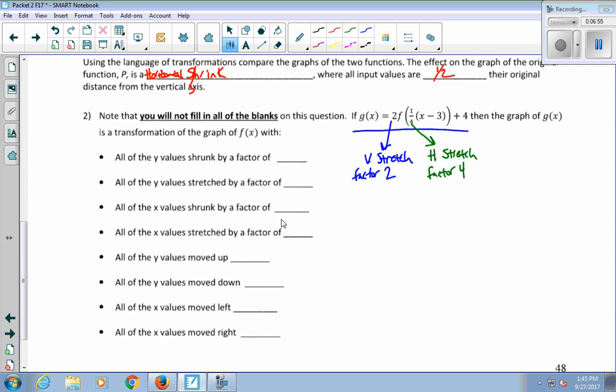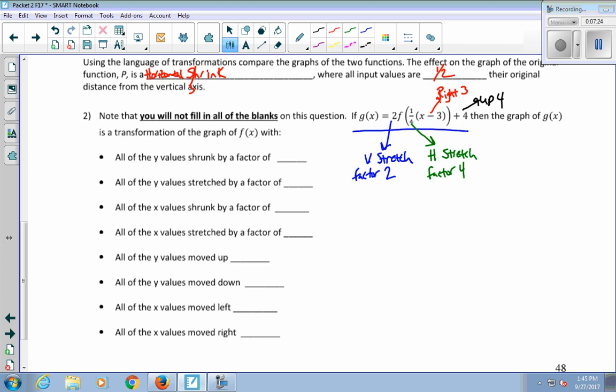This minus 3, that's still inside f, so it's the opposite of what you expect. Addition and subtraction move you horizontally or vertically. Inside it's horizontally, and it's the opposite of what you expect. So that is a right 3 units. And then this plus 4, it's outside, which makes it a vertical shift up 4.